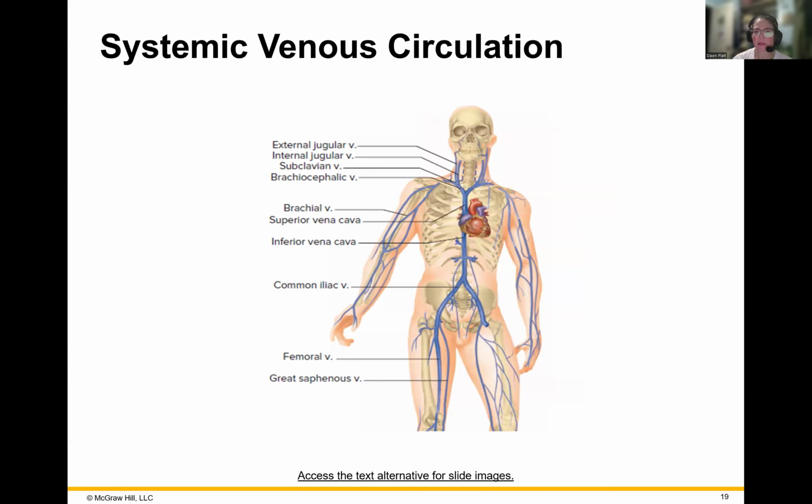And then we have our systemic venous circulation. And this is the opposite of our arterial circulation. These are the good pictures on page 326 of your book. Now you can see that this is the blood coming back to the heart. And it's identified as blue because it doesn't have the oxygen in it. So it's coming back to the heart to get oxygen. So flowing back to the heart.